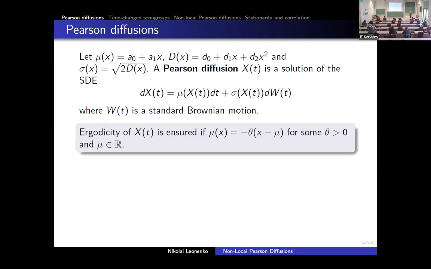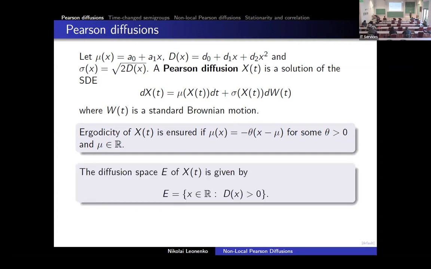For ergodicity, we need some very weak conditions, like mu of x of this form. Sometimes these are called mean reverting diffusions. And again, the diffusion space for this diffusion is denoted by E. Basically, that's defined for those x for which d of x, the quadratic term, is positive.